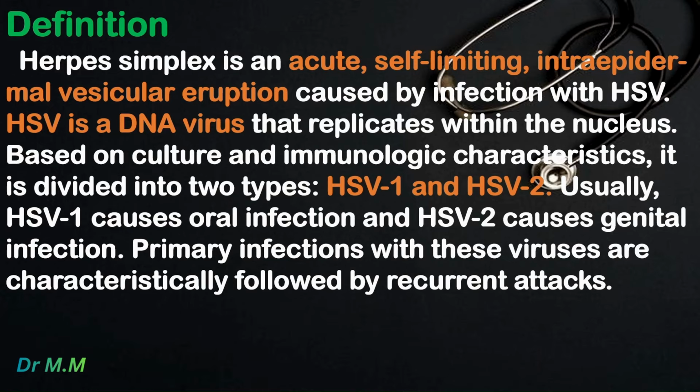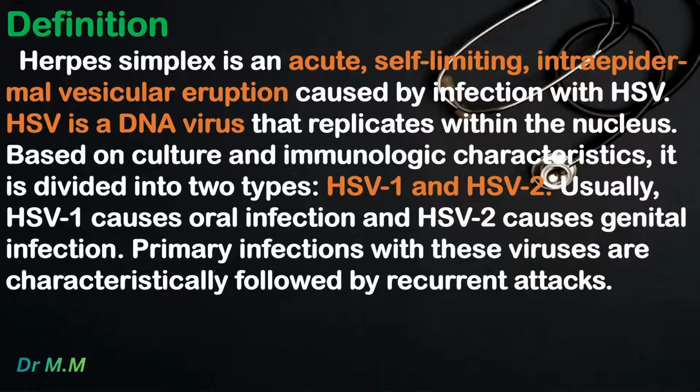Definition: herpes simplex is an acute self-limiting intraepidermal vesicular eruption caused by infection with HSV. HSV is a DNA virus that replicates within the nucleus. Based on culture and immunologic characteristics, it is divided into two types, HSV1 and HSV2. Usually HSV1 causes oral infection and HSV2 causes genital infection.